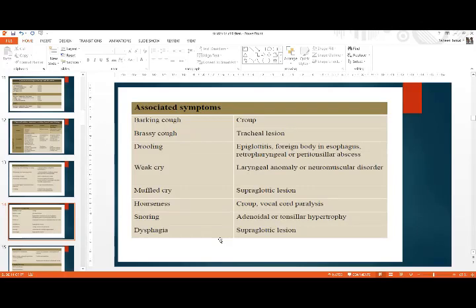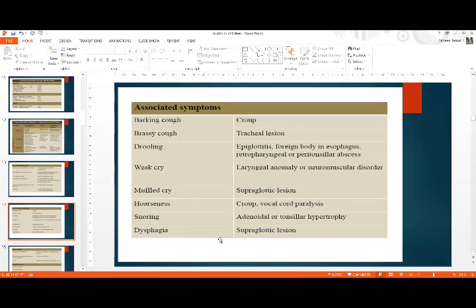from the mouth, then you should consider epiglottitis at the top, followed by foreign body and retropharyngeal or peritonsillar abscess. If there is a weak cry followed by stridor, then laryngeal anomaly or some neuromuscular disorders should be considered. If there is a muffled cry, then you should consider supraglottic lesion, and if there is a history of snoring along with the stridor, then adenoid or tonsillar hypertrophy should also be thought of.